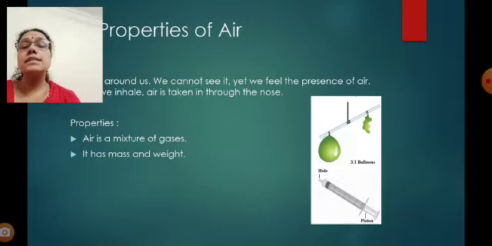Second one is a syringe. Doctors and nurses use the syringe to inject the medicine with the help of air pressure. As they push the piston, due to air pressure, the medicine enters the vein. So these are the two properties. Air is a mixture of gases. It has mass and weight.